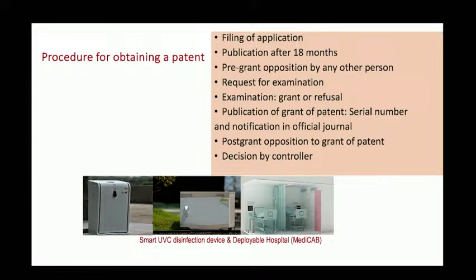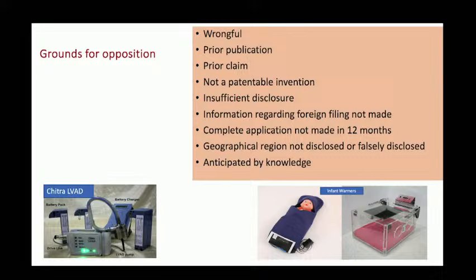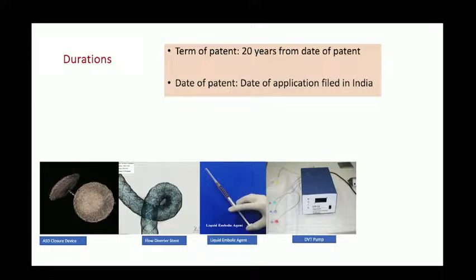And again, I told you that there are several grounds for opposition of the patent. For example, if information regarding a foreign filing has not been provided by you, all these things are required. And of course, the left ventricular assist device and infant warmers have all been made by Sri Chitra. The duration of a patent can be from 15 to 20 years, and the date of the patent is the date of application filed in India. For the liquid embolic agent, Sri Chitra just won the national prize from the petrochemical industry. The atrial septal closure device and flow diverter stent have also very recently received an award.